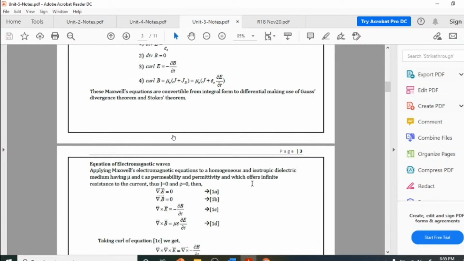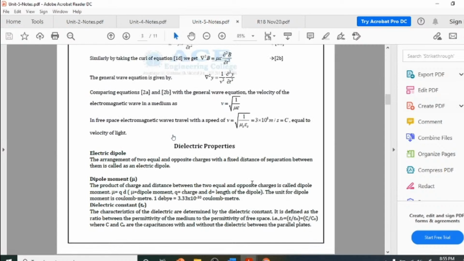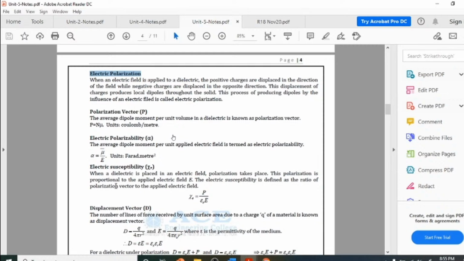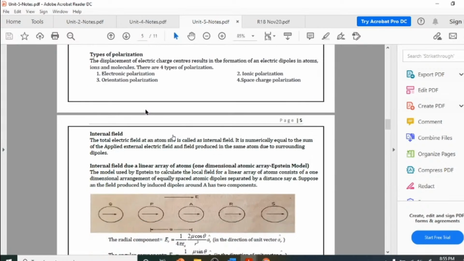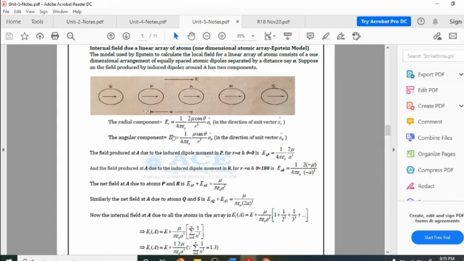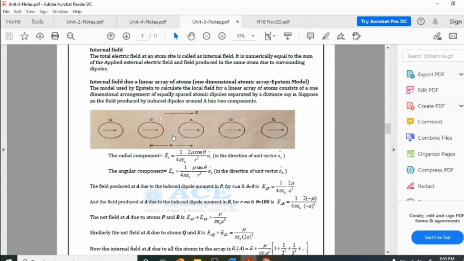And next, coming to dielectric properties, he would be asking us about definitions many a time, either in dielectrics or in magnetic materials, like dipole moment, dielectric constant, or electric polarization. So these are small definitions. If you are preparing the 5th unit, you have to prepare these definitions, and apart from that, you also need to prepare other parts like internal field, which takes slightly longer to understand. If you understood it well, you can always interpret.